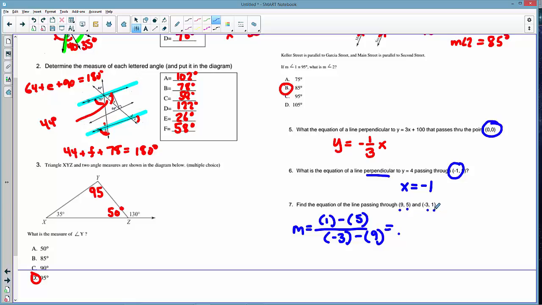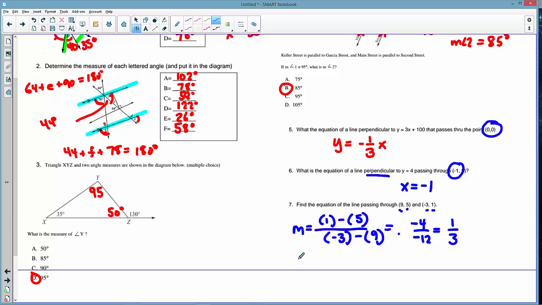Okay, y2, y1, x2, x1. Sorry, did I say that wrong? Oh, yeah, I did. y2, y1, x2, x1. Okay, I did it right here. And this is equal to negative 4 over negative 12, which is positive 1/3.